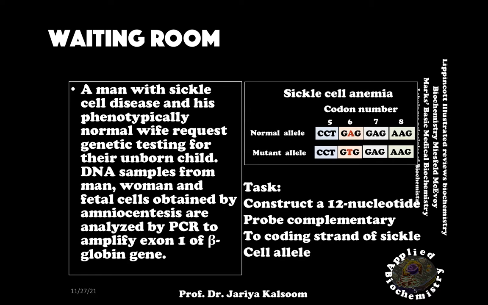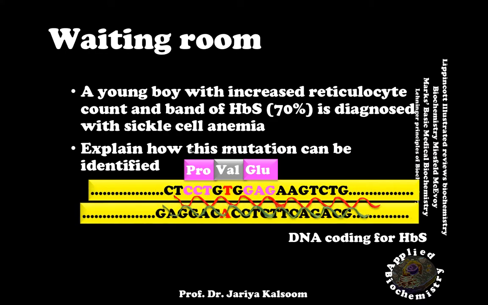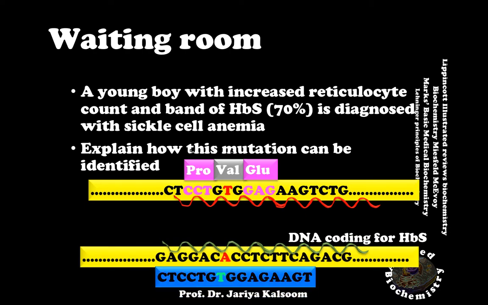So that is a case of sickle cell disease, and the task is to construct a 12 nucleotide probe complementary to the coding strand of the sickle cell allele. To identify the sickle cell mutation, DNA isolated from the white cells is denatured into single strands, and an oligonucleotide probe is constructed that is complementary to the portion of the mutant globin gene. It forms a double-stranded hybrid with the mutated sequence, which can be detected by electrophoresis.